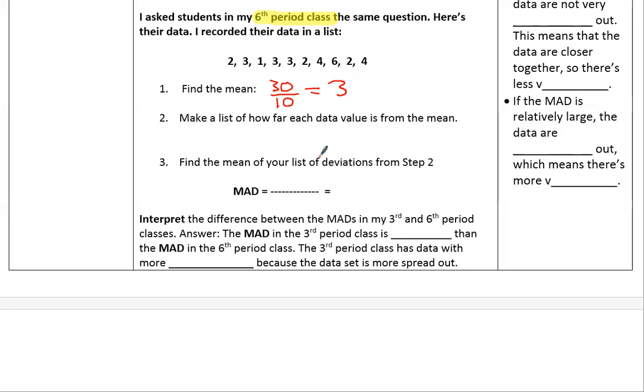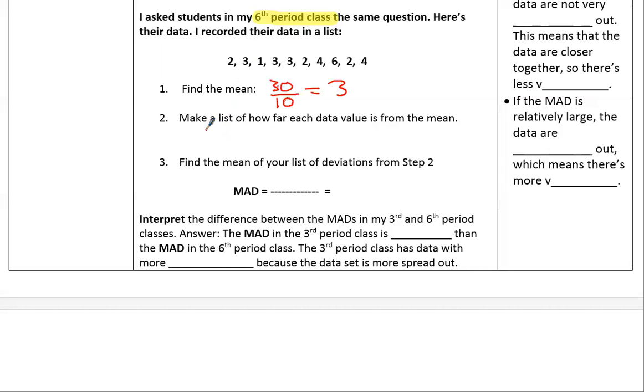Now, most people get that far finding the MAD, and they're like, oh my gosh, I forgot the next step. Mean absolute deviation, which means how far are these data from the mean? So how far is 2 from the mean? This time we're going to make a list instead of a table.